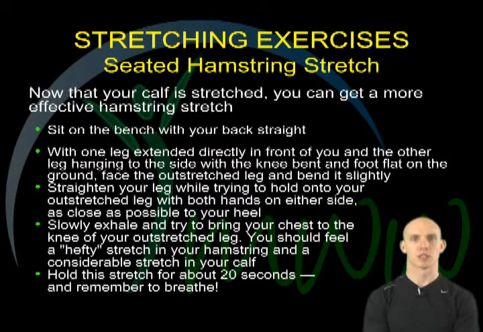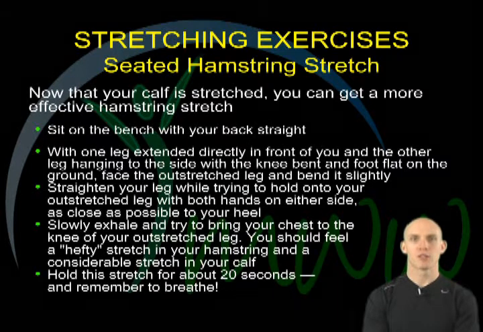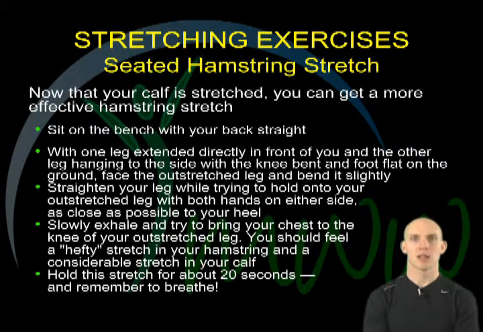Seated hamstring stretch. Now that you've stretched your calves, you can get a more effective hamstring stretch, since inflexibility in the calf can limit the effectiveness of this hamstring stretch. Sit on the bench with your back straight and extend one leg directly in front of you. Hang the other leg to the side, with the knee bent and the sole of the foot flat on the floor. Face the outstretched leg and bend it slightly.